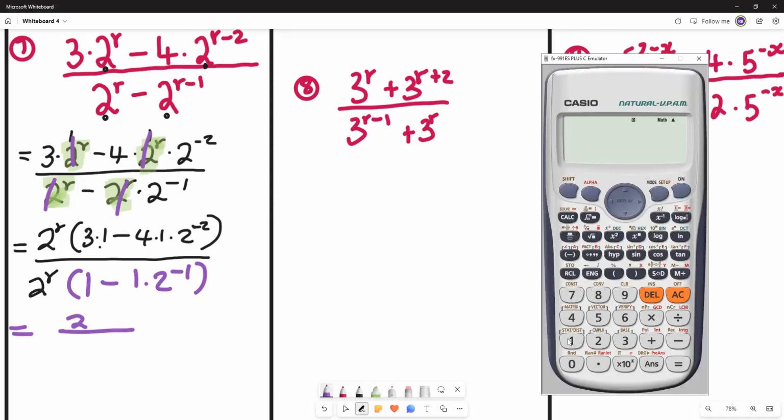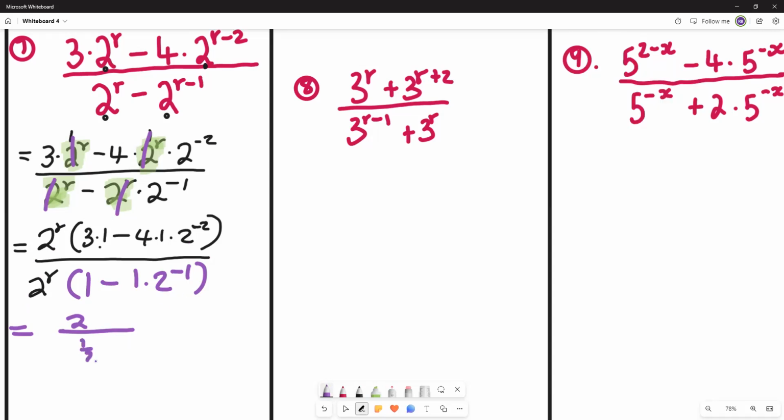At the bottom, I have 1 minus 1 times 2 to the power of negative 1. And that gives us half, right? And then what is 2 divided by half? I think the answer must be 4, right? Perfect. If you check with the checking method I showed you, your answer must be 4. If it's not 4, it means I made a mistake somewhere.